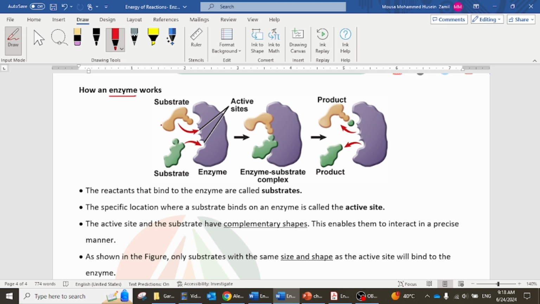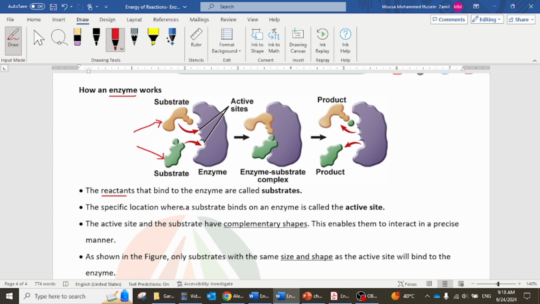In this illustration, or this figure, we have two substrates. This is substrate number 1 and this is substrate number 2. Once we say substrates here, we mean the reactants. Those are the reactants actually, but once they bind with the enzyme, we call them substrates. So we have two substrates over here which are going to bind to the enzyme.